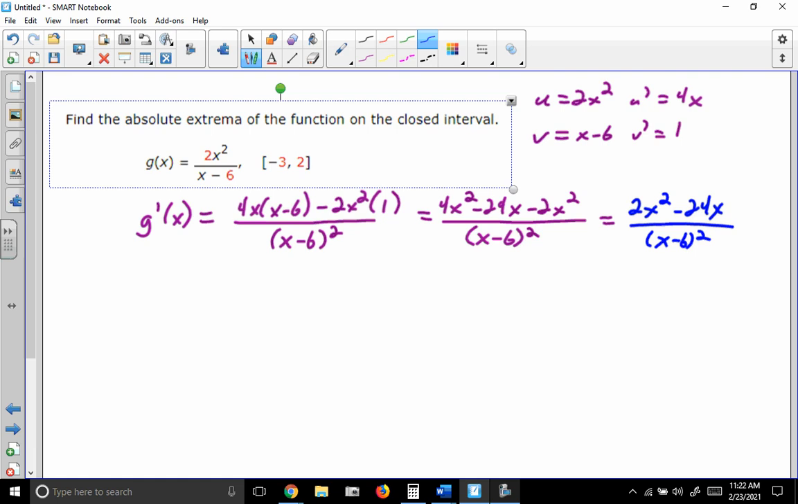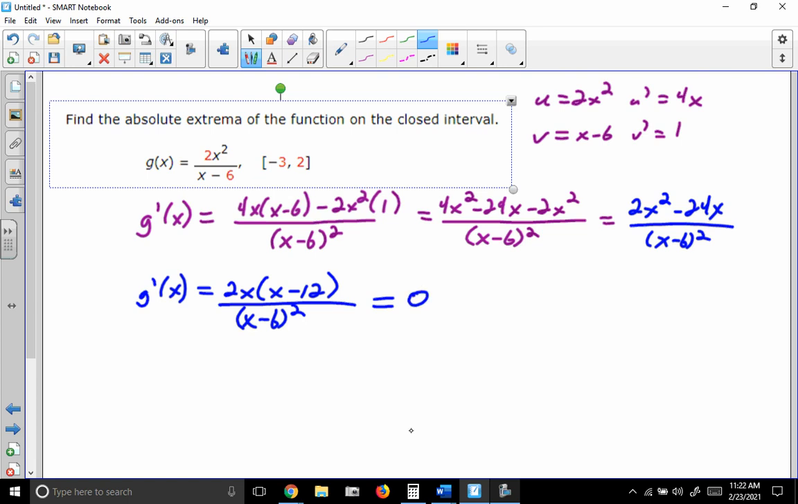And let's go ahead and factor that numerator. So we have a common factor on top of 2 and of x. So that's going to leave us x minus 12. That doesn't reduce. But the reason I wanted to factor that is that's going to make life easier when we get our critical points or our critical numbers.